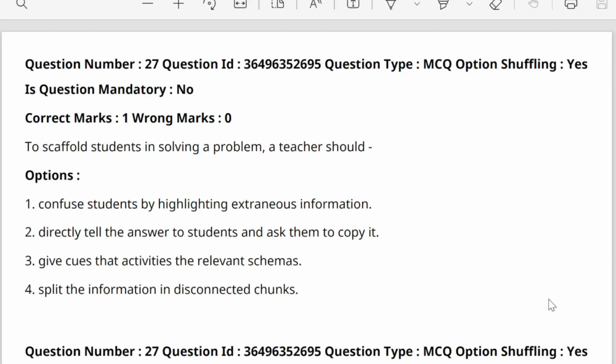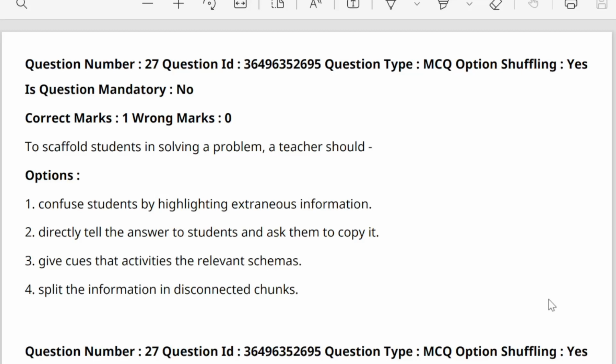Question 27. To scaffold students in solving a problem, a teacher should confuse students by highlighting extraneous information, directly tell the answer to the students and ask them to copy it, give cues that activate the relevant schemas, or split the information in disconnected chunks.